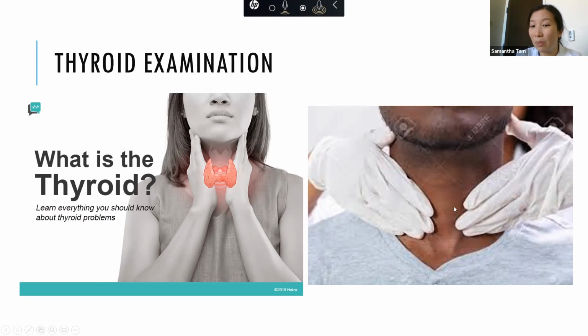Sometimes thyroids can be pretty difficult to feel because they can actually fall down underneath the breastbone, which makes it even more difficult to feel. If we have a suspicion of thyroid cancer, we'll be feeling elsewhere in the neck as well.